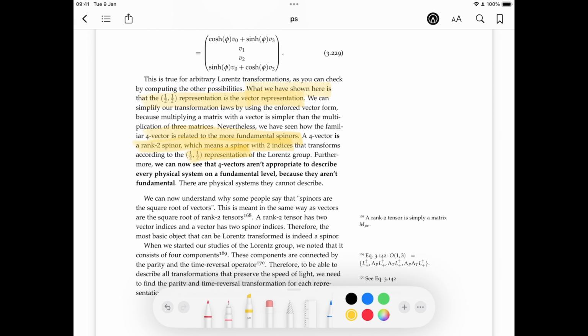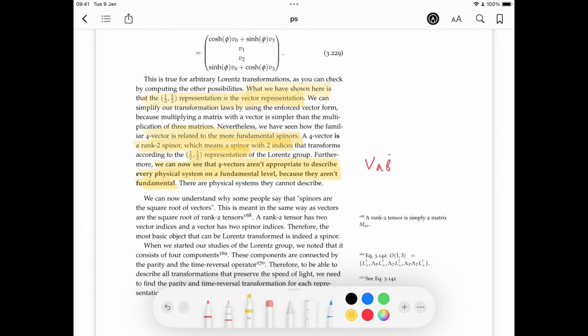Okay, and we can now see that 4 vectors are not appropriate to describe every physical system on a fundamental level because they are not fundamental. Because we can have simpler objects, but we cannot yet split, right? We cannot yet just take the 4 vector and split it into 2 spinors. But we can say that it is a rank 2 spinor having 2 indices. That's the case, something like V^AB.